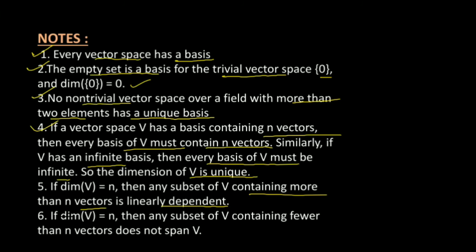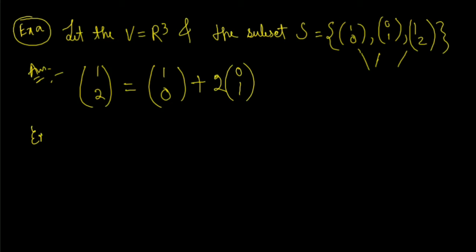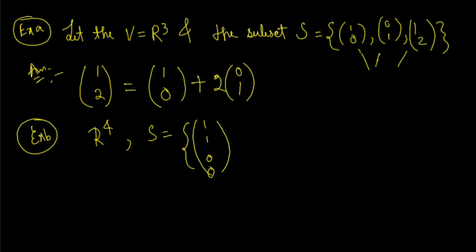Now let us see the next point, that is, if the dimension of V is equal to n, then any subset of V containing fewer than n vectors does not span V. Let me explain this through an example. Example B. Let R4 be the vector space and S is equal to 1 1 0 0 and 0 0 1 1. Let S contain these two vectors. We can see that these two vectors are linearly independent, but they do not span R4. Therefore this also does not form the basis of R4.